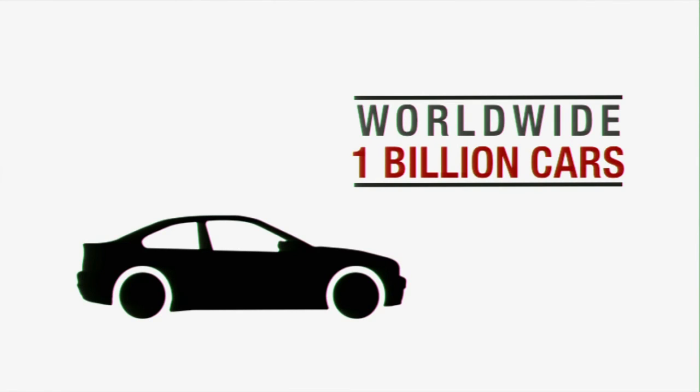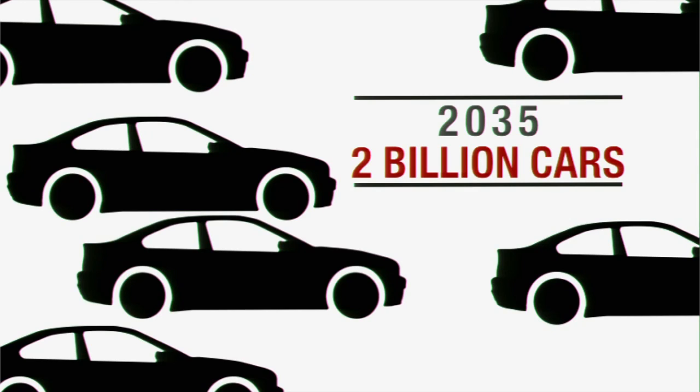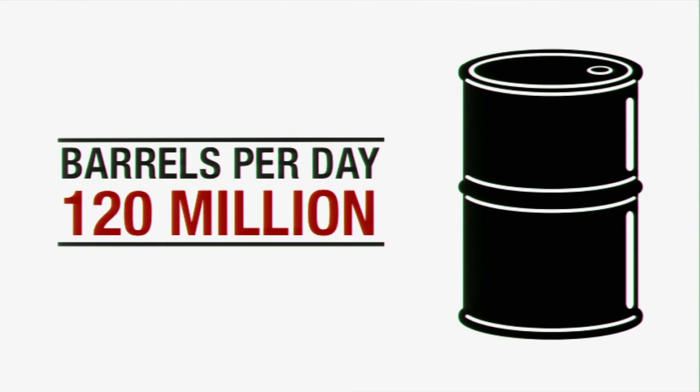Worldwide right now, in 2010, so about 5 years ago for these numbers, there were 1 billion cars on the road worldwide. Fast forward 25 years, there will be 2 billion cars on the road. To keep those cars moving, we need to consume 120 million barrels of crude oil a day at a current price of about $5.4 billion a day in oil. And that cranks out 51.6 million metric tons of carbon dioxide into the atmosphere.